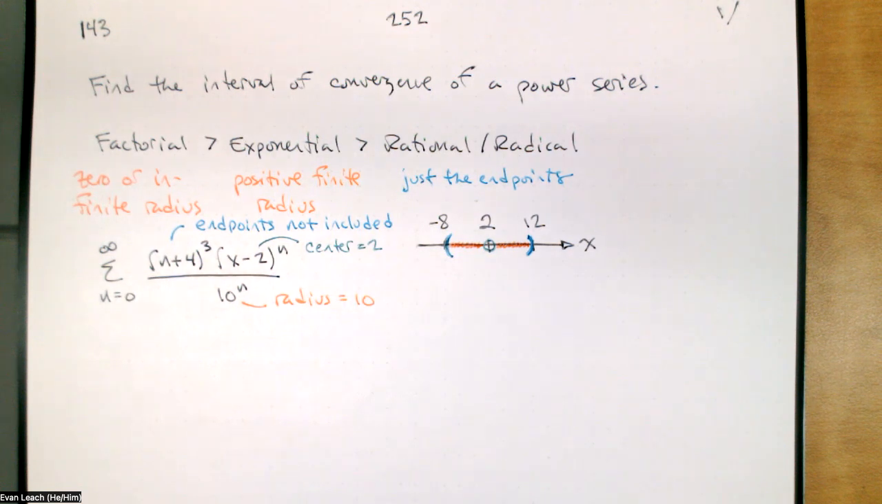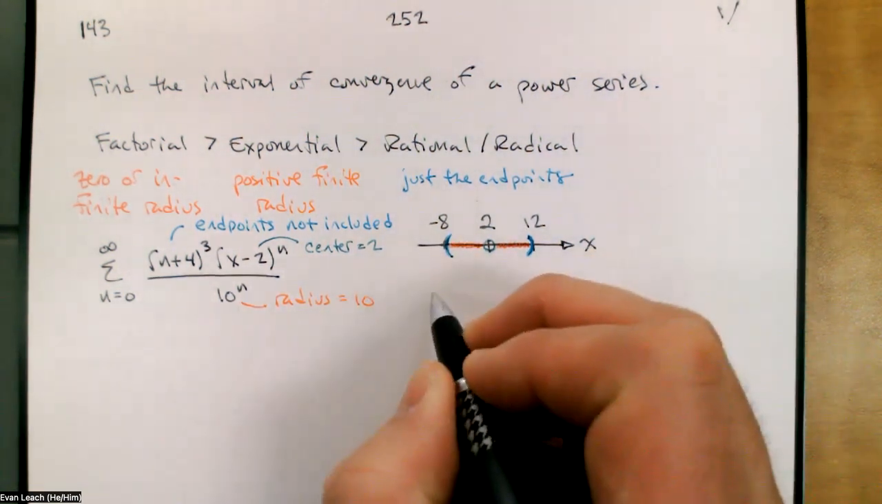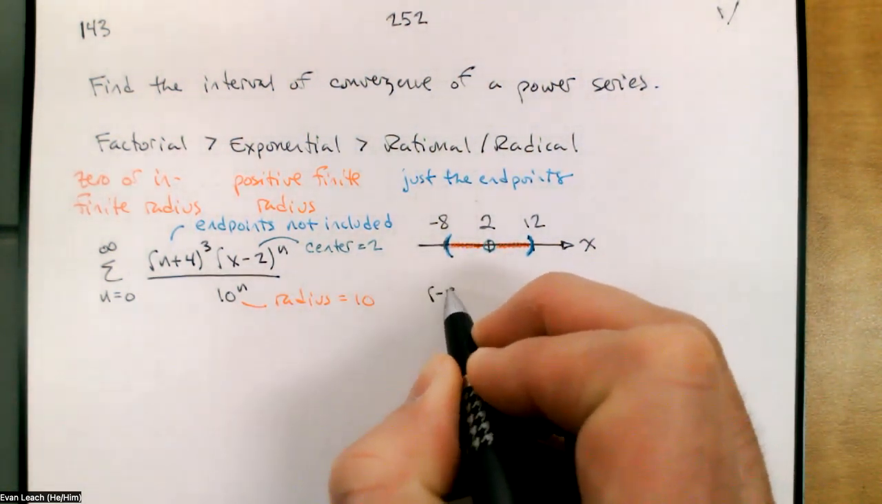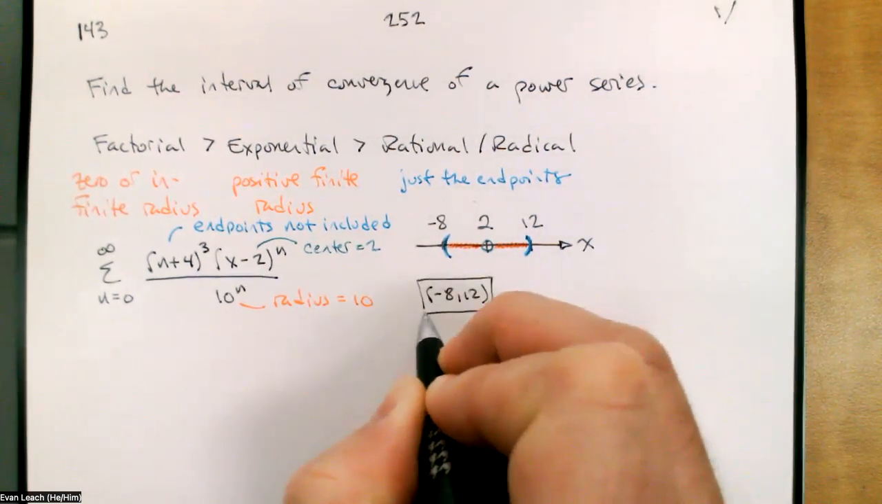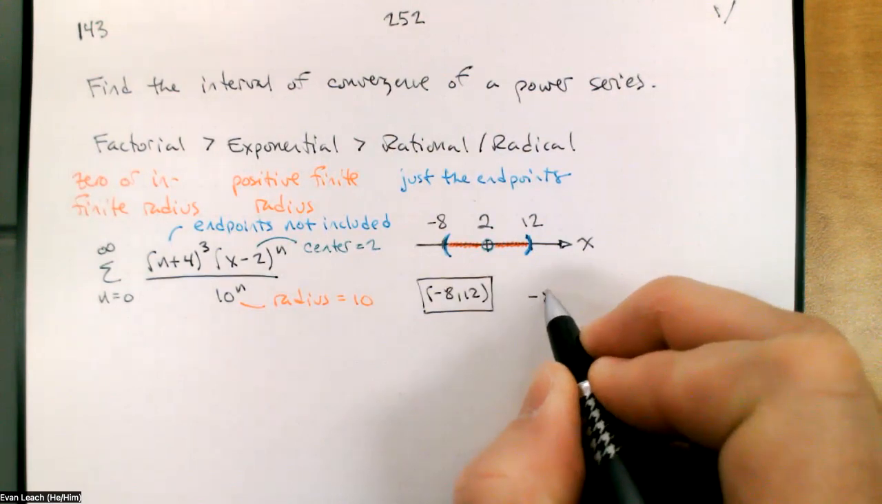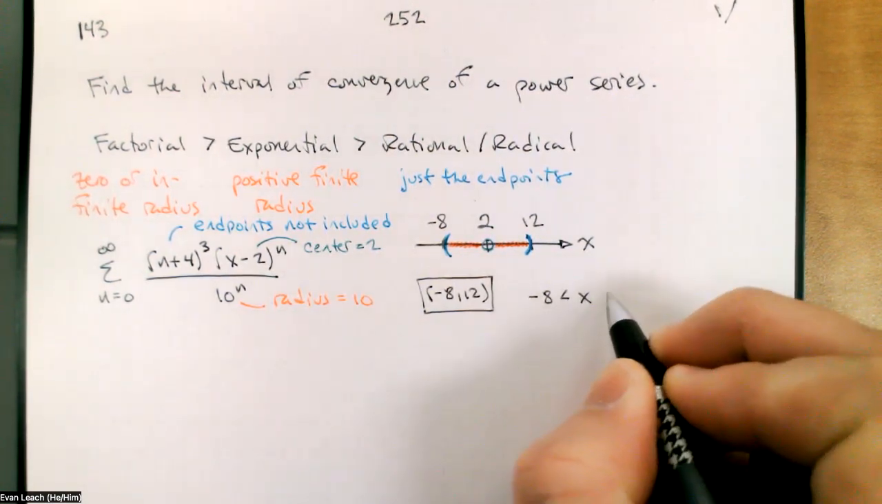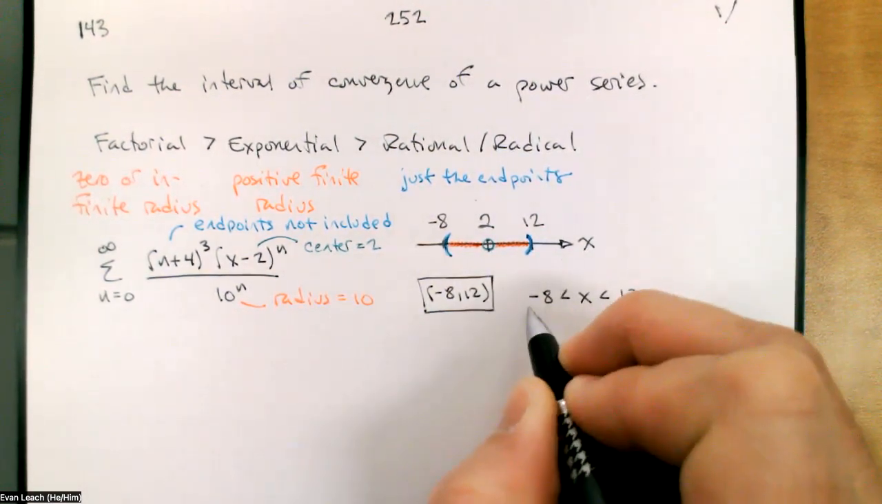We want to be able to identify all these pieces without having to resort to using the ratio test. We don't want to write down the ratio test. We just want to know what's going to happen with the ratio test. In interval notation, we would say this is the interval from negative 8 to 12, with both endpoints excluded. This is all the x strictly between negative 8 and 12.